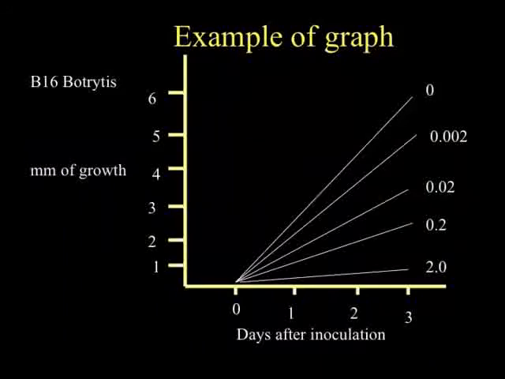One way to look at the data is to graph the millimeters of growth on each plate versus the days after inoculation for each isolate, and then draw a line for each concentration of fungicide. Now here, this is just an example, and it's not based on any data from the experiment. It's just to illustrate one way of looking at the data. So using your measurements, you can create a graph like this for B16 and another graph for B1728, plotting the growth of those isolates at each fungicide concentration against the days after inoculation.